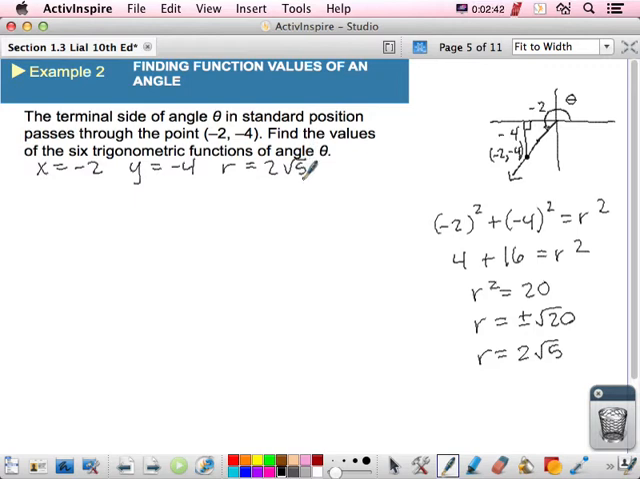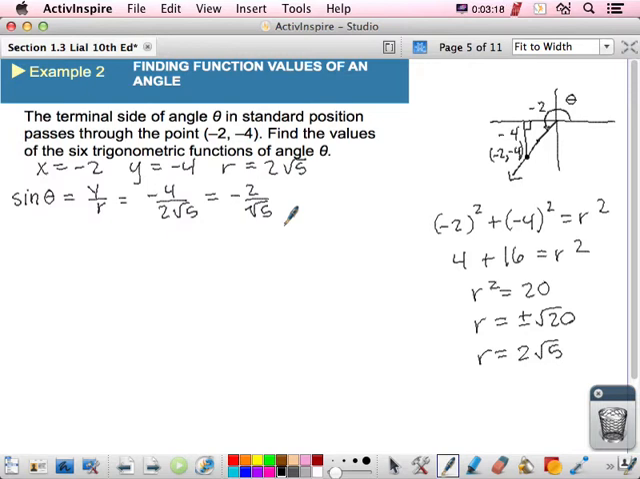And once you know those things, you shouldn't have any trouble. You just use the definitions, assuming you have them memorized. You use the definitions and you just stack them up and clean them up. So the first one we'll do is sine. Sine is always y over r, which in this case is -4 over 2 square roots of 5, which will reduce to -2 over the square root of 5, and will rationalize to -2 square root of 5 over 5.